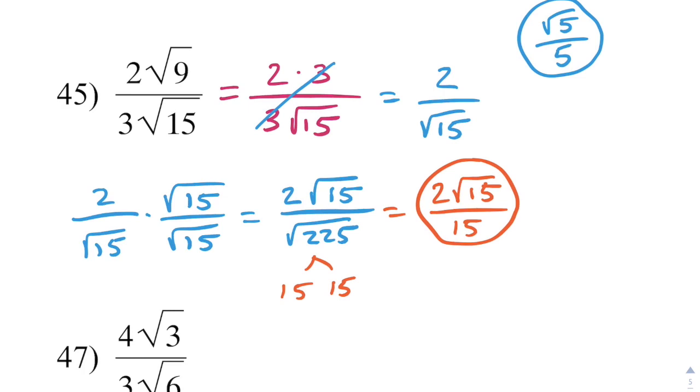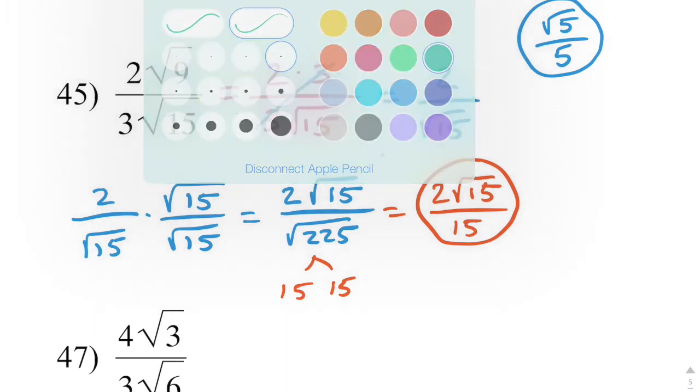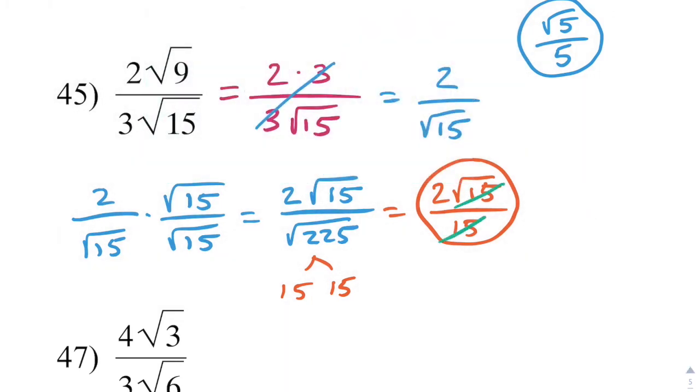I can't simplify anymore. Here's what students make an error on. You cannot simplify this. You can't be like, oh, there's a 15 and a 15. That doesn't work because one's under a radical, one is not under a radical. So be careful.